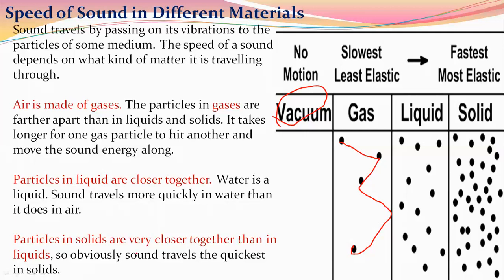Then we'll talk about the particles in solids. They're very, very close with one another. We have seen some activities before that in solids, the particles are very close to one another. So it is very easy for them to travel and strike and hit other particles and pass their energy to other particles. So the sound travels very quickly, for example in metals and wood.